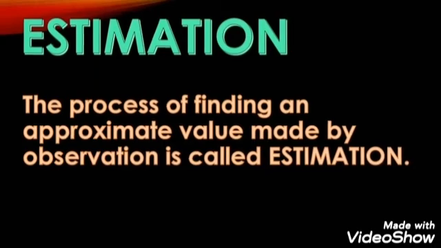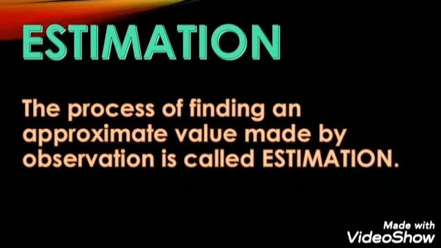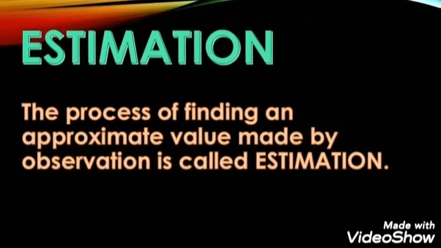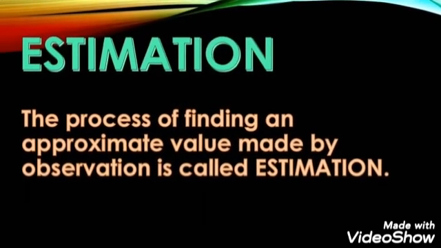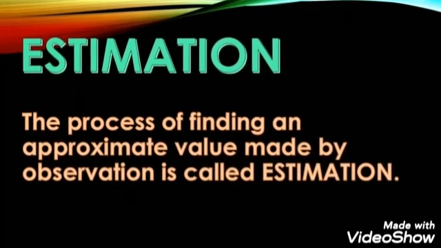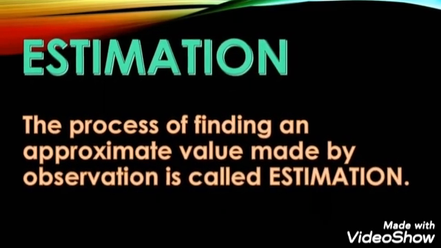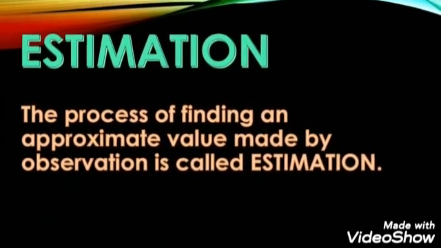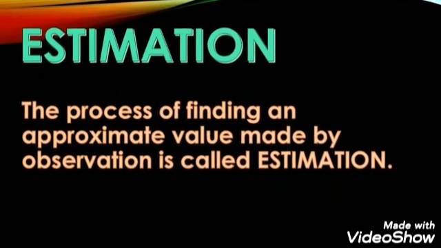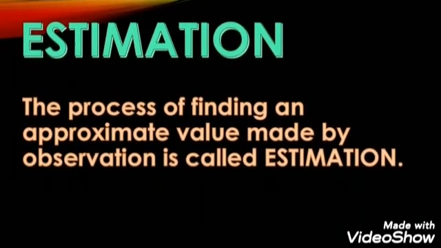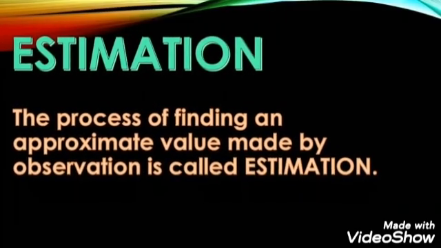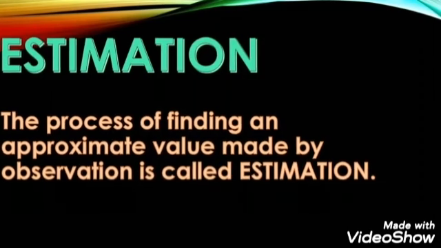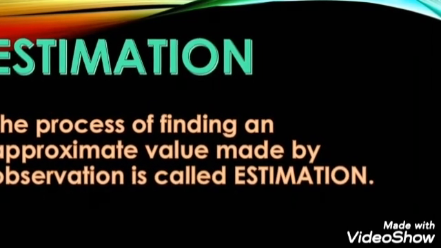We have already learned how to round off numbers. Based on the same concept, we will learn estimation. The process of finding an approximate value made by observation is called estimation. In our daily life, there are many occasions where estimation is required. For example, the amount of rice required to feed 100 people, the household budget for a month. Let us quickly solve the examples to understand the estimation of addition, subtraction and multiplication.